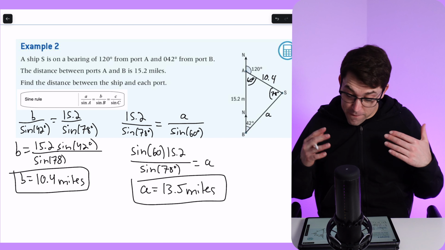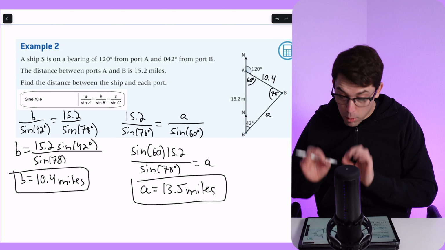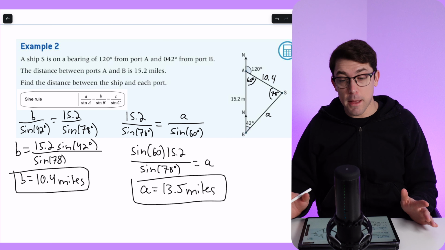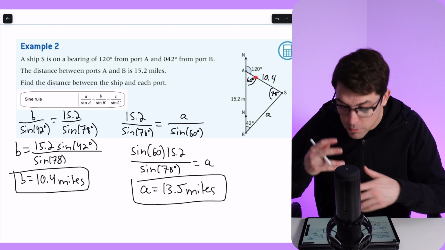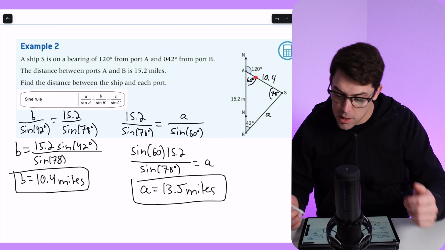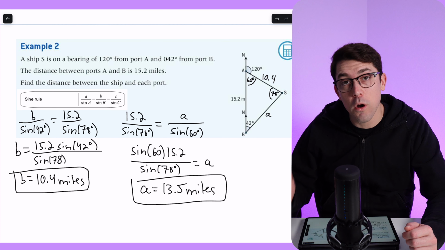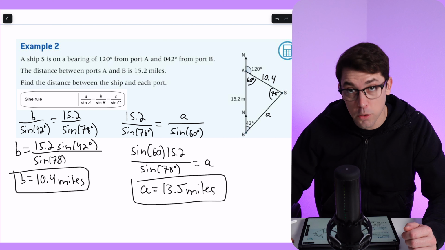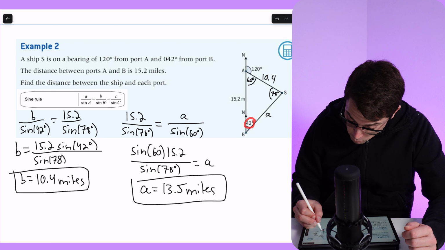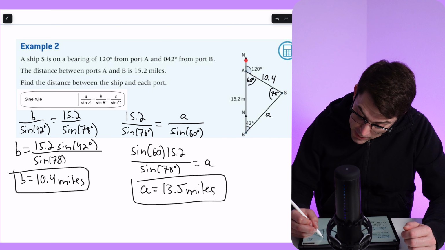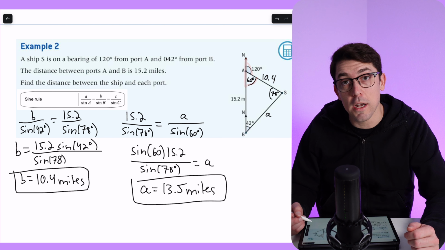So I found the distance from each port to the ship just by using my sine rule a few different times. The only thing that was a little bit trickier was that we had to get this interior angle into the triangle in order for the sine rule to work for us. Because we were given one angle and one side, and we were able to determine what this angle was by recognizing that this had to be a supplementary angle to 120 degrees.